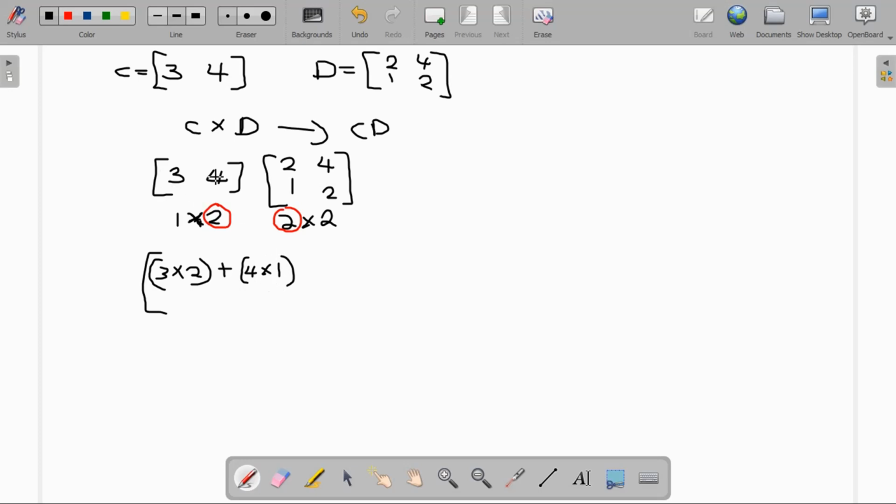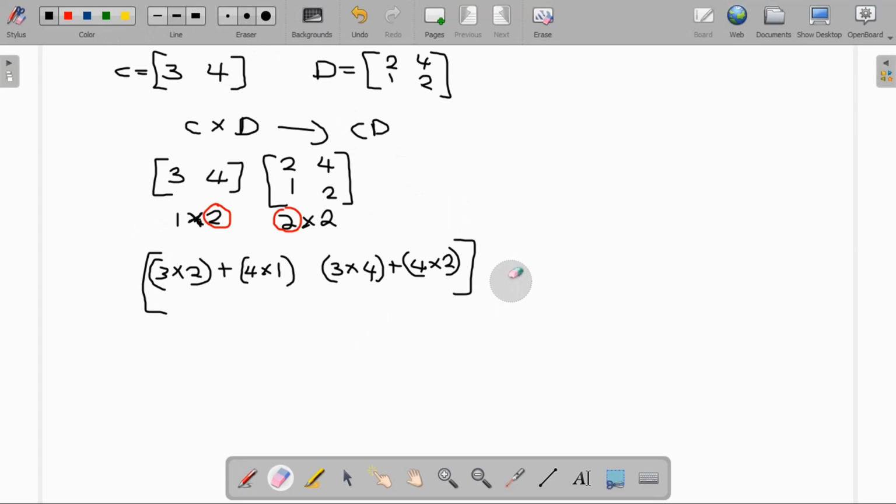Okay, and then row multiplied by column. So we have gone to another column here. We haven't changed the row, so we are still maintaining the same row, and then we have gone to the other column. So we are not going to put addition here. So 3 multiplied by 4, so we say 3 times 4, plus 4 multiplied by 2. That's what we have. These are the matrices that we have.